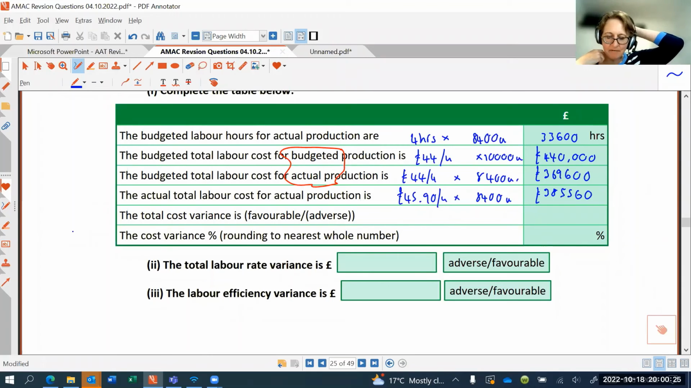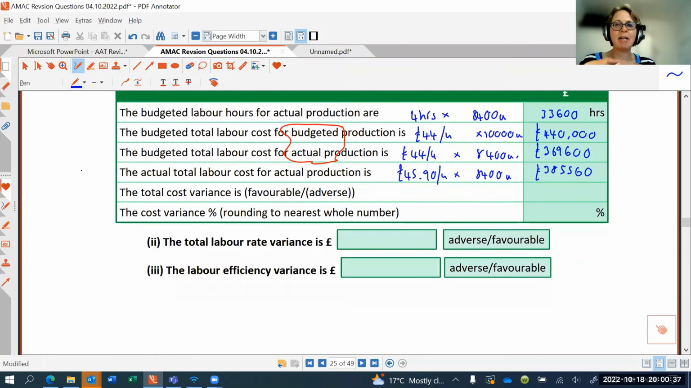Then the next one wants to know the total cost variance. Well, this is a labour variance, isn't it? Because everything in it so far has been about labour. And my total labour variance, I'm not going to write out the entire pro forma, but the total labour variance, just like all my others, needs to compare like with like. And it's based on actual production. So I want to know actual production should cost, actual production did cost.